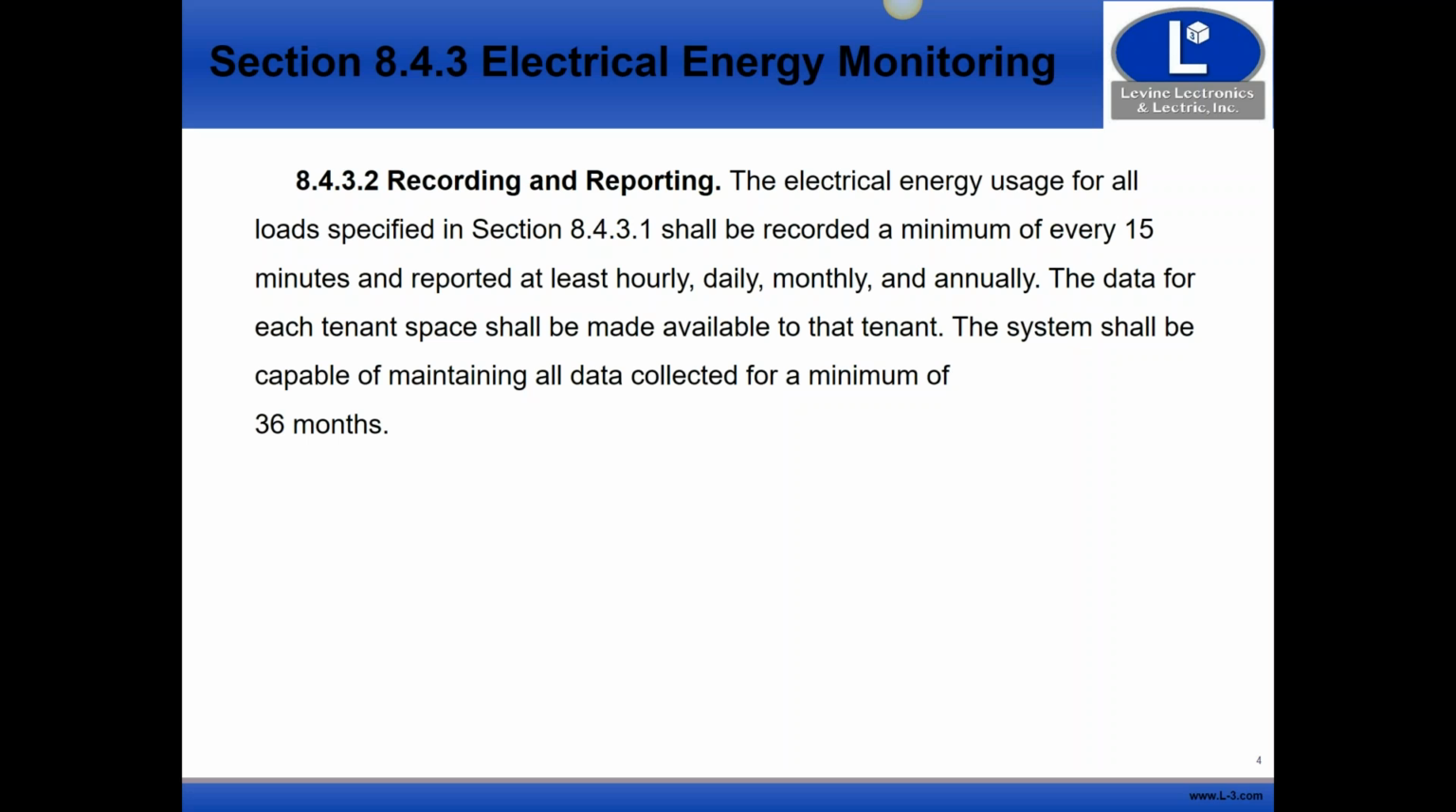From what I understand, the state of Georgia, starting this year, has adopted ASHRAE 2013. So for any commercial building in Georgia that's larger than 25,000 square feet, it has to adhere to this part of ASHRAE.